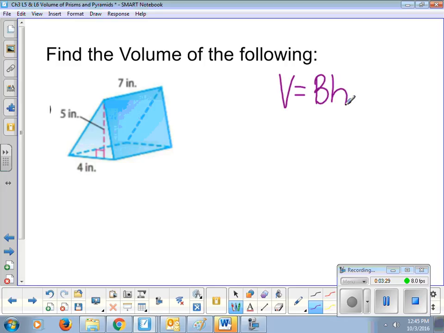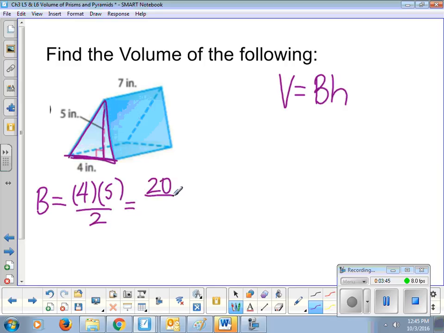Next problem, we're still using the same volume formula. This time we have a triangular prism, so when we find our area of the base, we're going to have to divide by 2. So I use my base, which is 4, times my height of the triangle, which is 5. I have to divide by 2. 4 times 5 is 20. 20 divided by 2 gives us 10.